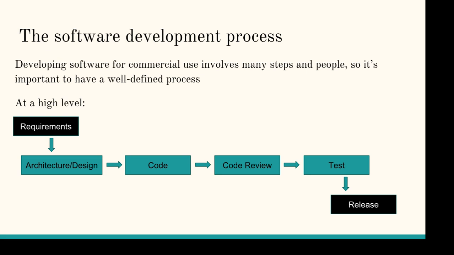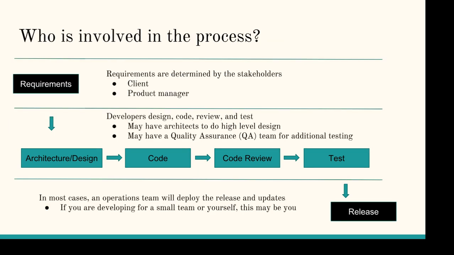Then we develop an overall architecture or design for the solution, taking into account the requirements. Once we've decided on that architecture and design, we write code, and we review the code, we test the code, and then we release it. So this is a very high-level overview of the process. Let's look at it in a little more detail, with who's involved.